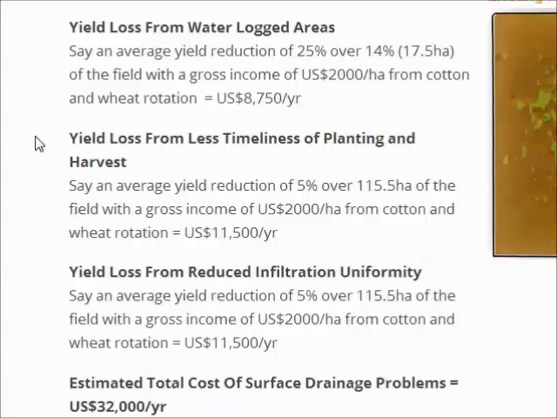And then if we look at the yield loss from reduced infiltration uniformity, let's say an average yield reduction of only 5% over the remaining 115 hectares of the field, that gives us another cost of around $11,000 per year. So if we add them up, the estimated average cost of this surface drainage problem is $32,000 per year.